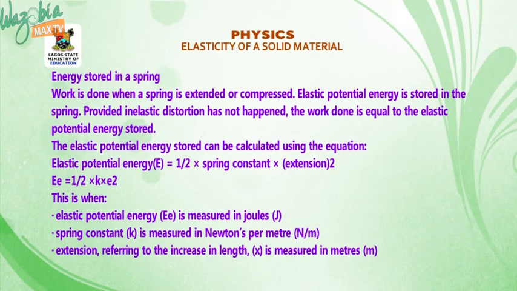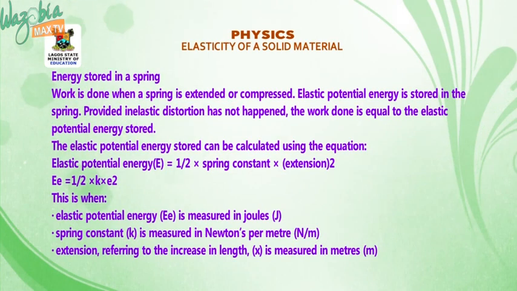So we say that E is equal to 1 over 2 times K times e raised to power 2. This is when elastic potential energy is measured in joules, spring constant K is measured in newton per meter, then extension, referring to the increase in length, is measured in meter.